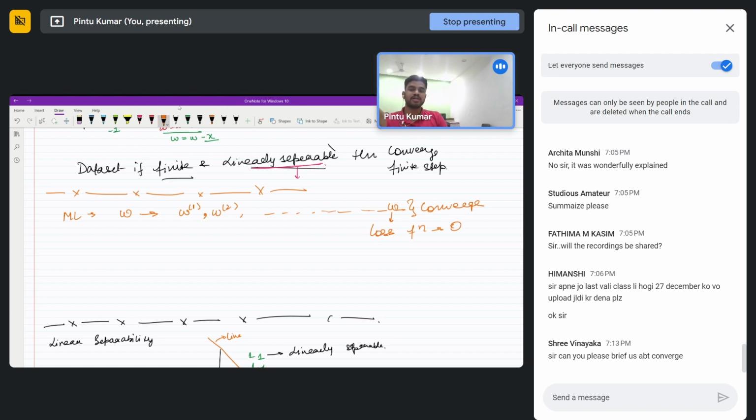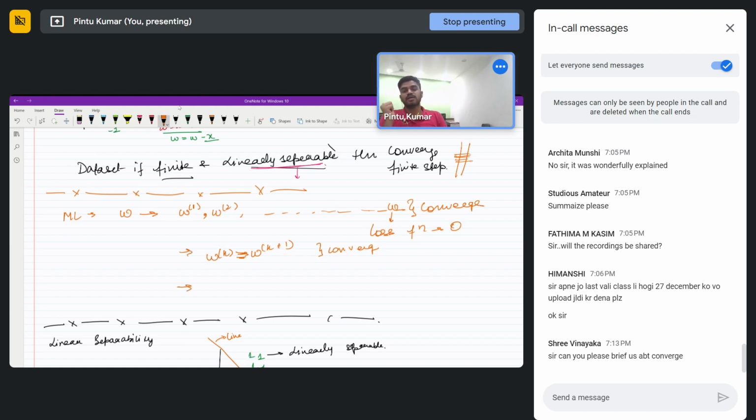Another thing is that you're making updates. Let's say you have WK and you have WK plus 1. You went from WK to WK plus 1, but there is no change. So your WK and WK plus 1 are exactly the same, so you are not making any further improvement. Then also we can say that our algorithm has sort of converged. Right now I'm just talking in the general machine learning sense. Just remember this. This is the second way.